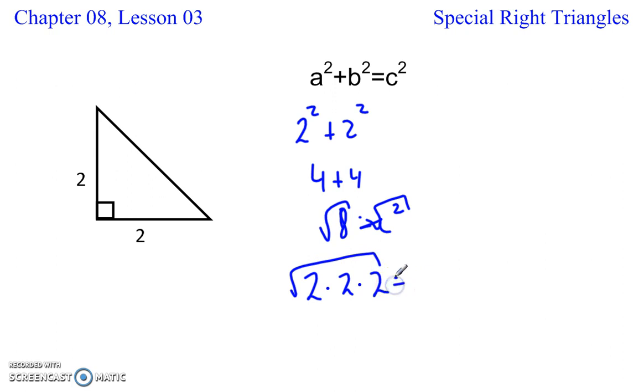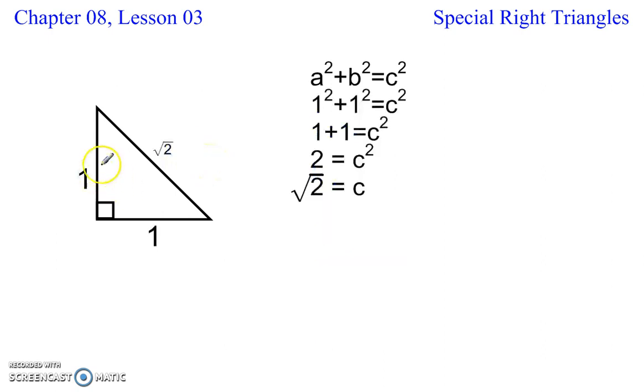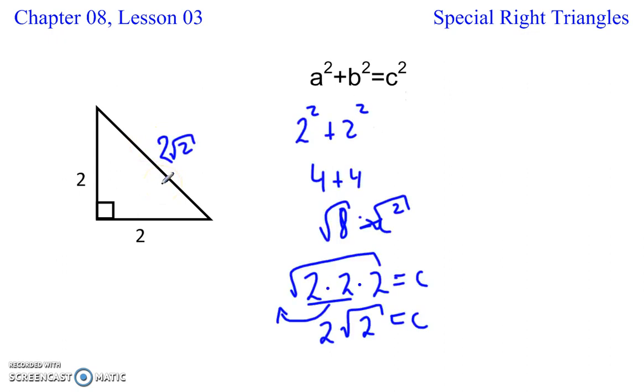Okay, so if I want to write that in radical form, here's a pair, a perfect square, so I can pull this out. So then I have 2, and the square root of 2 is equal to c. So that's 2 times the square root of 2. Notice on the previous screen, we had only 1 times the square root of 2. Now it's 2 times the square root of 2. Notice there's a correlation between the length of the legs and the factor here.